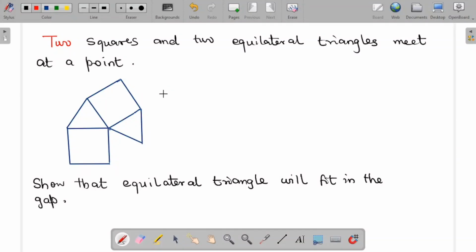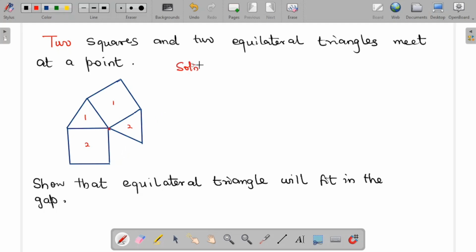In this video, we want to look at this problem from Cambridge checkpoint exercise. It says that two squares and two equilateral triangles meet at a point. Here we assume that this is the first square, the first equilateral triangle, and this is the second. This is the first square and this is the second, and all of them meet at a point here. The question says we should show that that equilateral triangle will fit into the gap here, which is this place. All right, so solution.